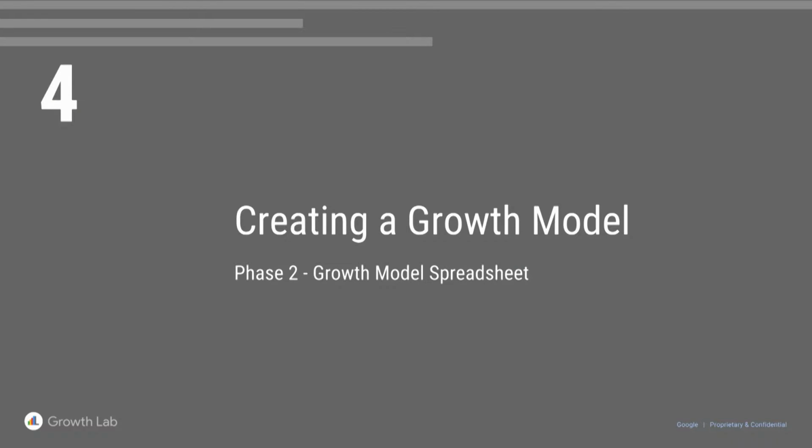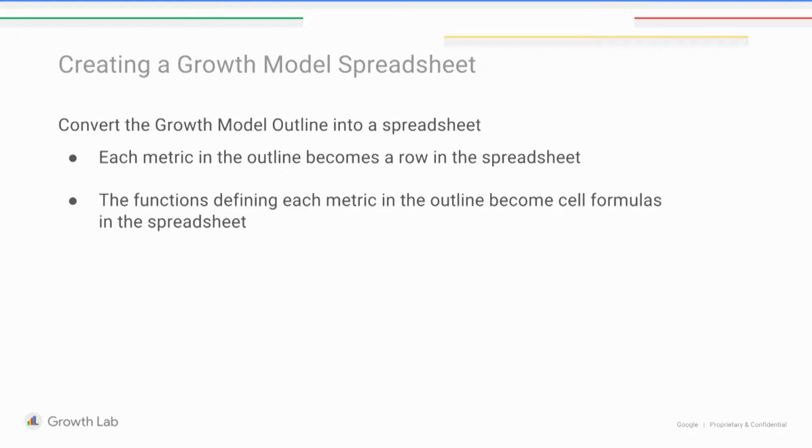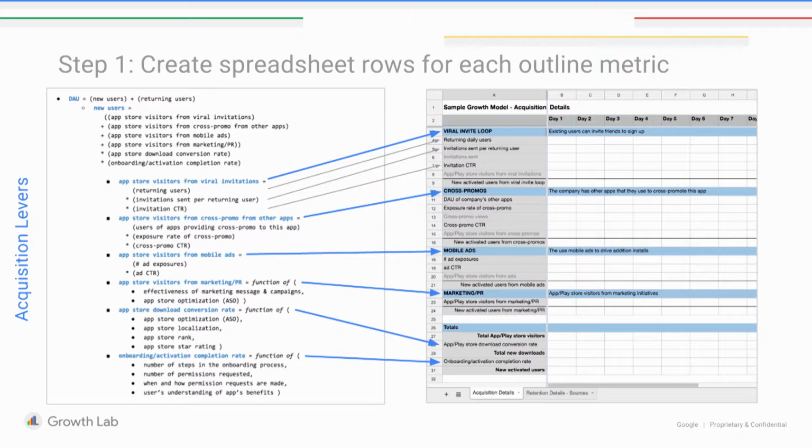The next thing that we want to do is build a spreadsheet from this. The way to think about this is that each metric in that outline becomes a row in the spreadsheet, and those formulas that you saw previously become the formulas in the cells of the spreadsheet. So here's an example. If we just take the acquisition levers part of the outline, you can see how each of those main sections maps directly to a section in the spreadsheet, and each of those metrics that we had in those sections becomes an additional line in those sections as well.